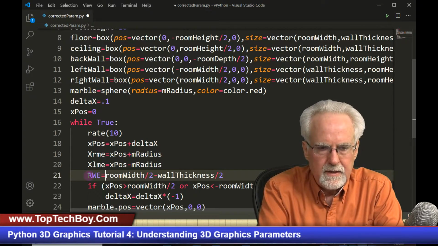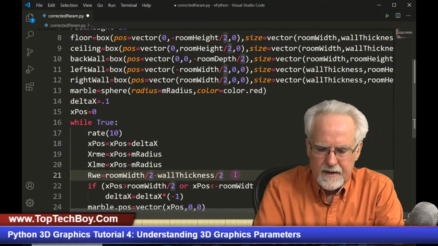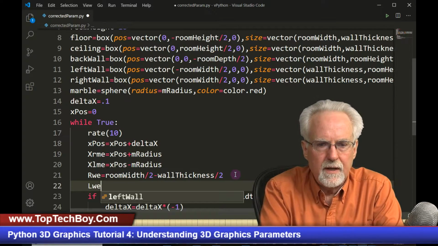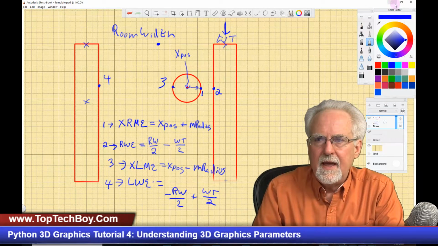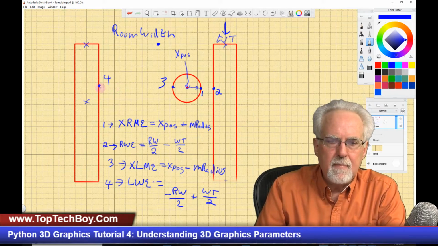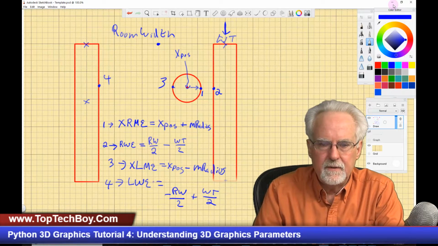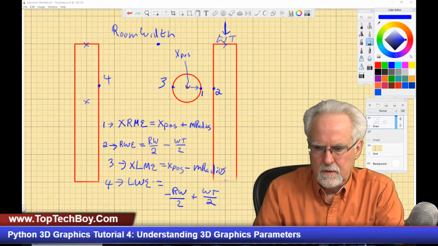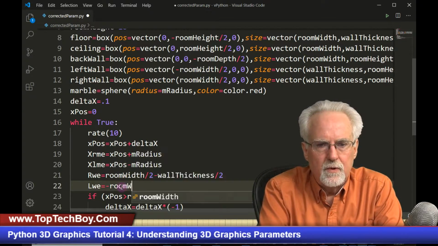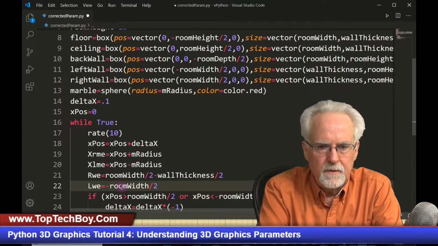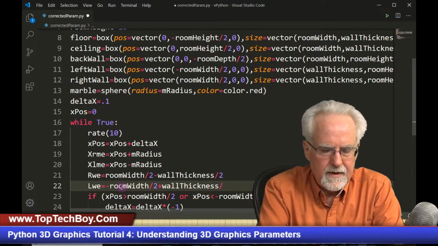RWE, right wall edge. So the right wall edge is equal to that, and that looks like a reserved word too. And then we're also going to have the left wall edge. And what was left wall edge? That was this position 4 here. And that is in the negative direction, so it's minus the room width divided by 2 would put you here, and then plus wall thickness divided by 2. So we're going to have minus room width divided by 2, and then plus wall thickness divided by 2.